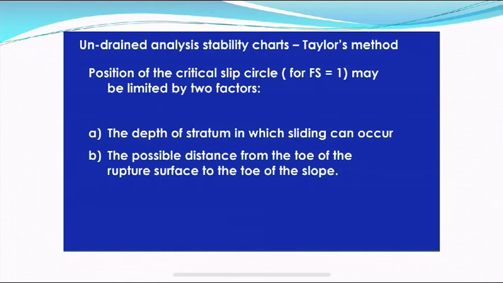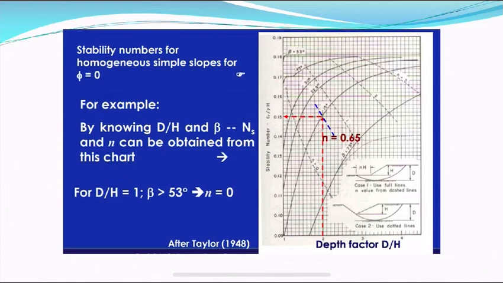From the Taylor stability chart, Taylor has given a chart for determining this particular value n. The distance n multiplied by h, where h is the slope height, locates the failure surface, which is obtained for slopes that are less than 53 degrees.